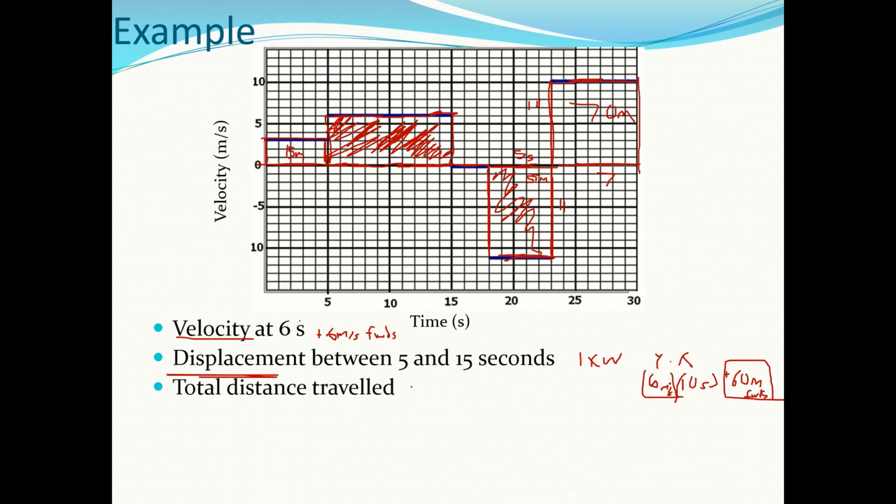So we just have to add that up for our total distance. Positive and negatives don't matter. That's why I didn't really include it. So we go 15 meters in the first one. And then we found this area was 60 meters. And then we stop for a bit. And then this one here is 55 meters. And this last one is 70 meters. So we just add them all up. Positives and negatives don't matter.